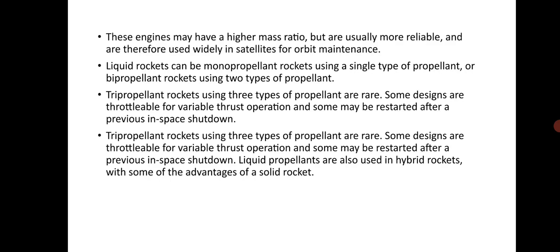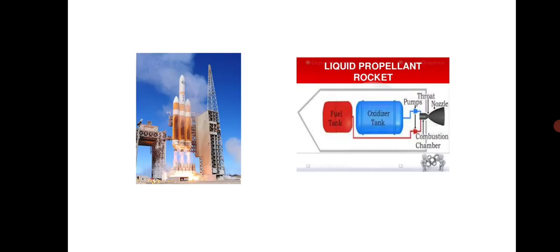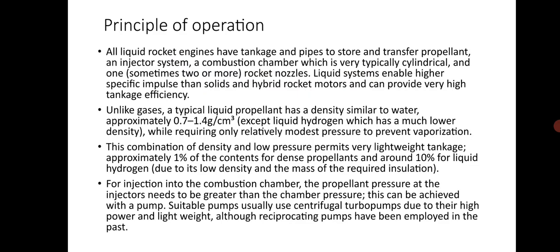Liquid propellants are also used in hybrid rockets with some of the advantages of a solid rocket. Here, the pictures are showing the liquid propellant rocket. The left side is the rocket principle of operation. All liquid rockets have tankage and pipes to store and transfer propellant, an injector system, a combustion chamber which is typically cylindrical, and one or more rocket nozzles.